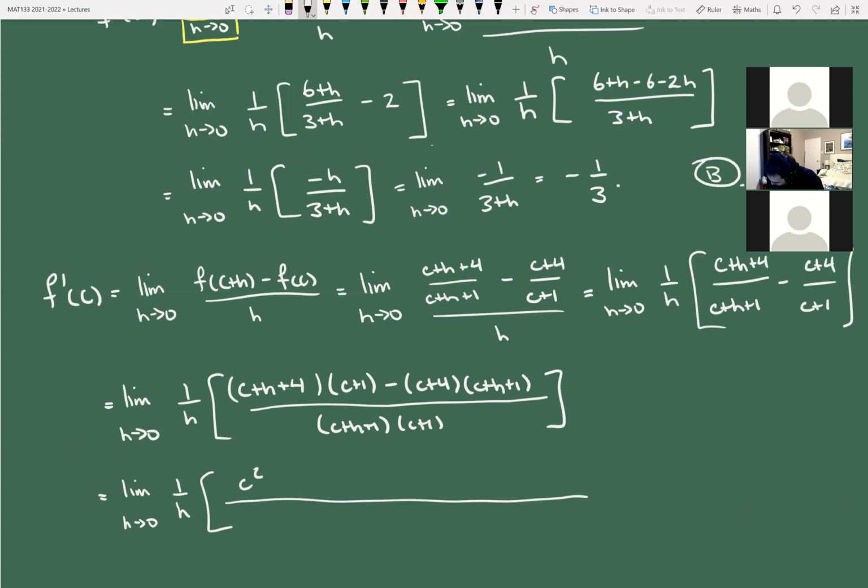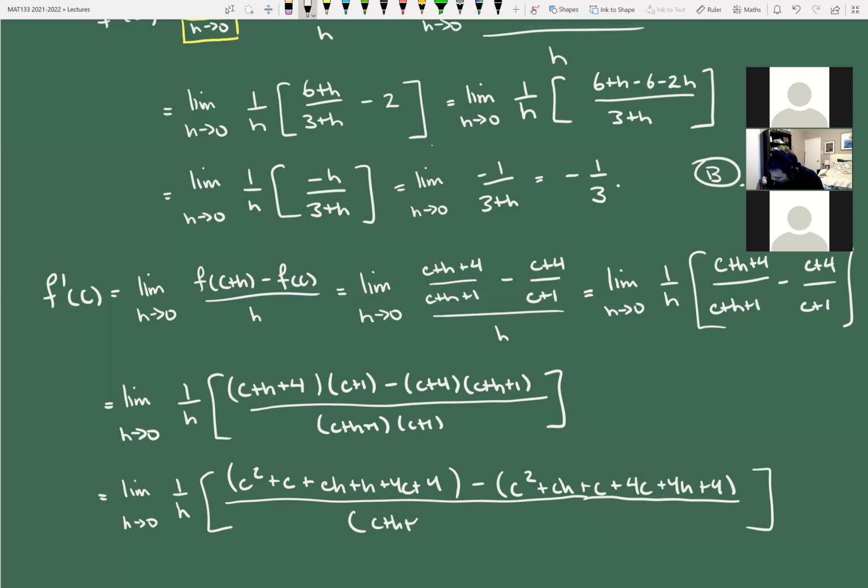All right, c squared plus c, so c squared plus c plus ch plus h plus 4c plus 4 minus, okay, so c squared plus ch plus c plus 4c plus 4h plus 4. Okay, and again, you can imagine it's really easy to make a computational mistake here, right? Oh yeah, this isn't great.